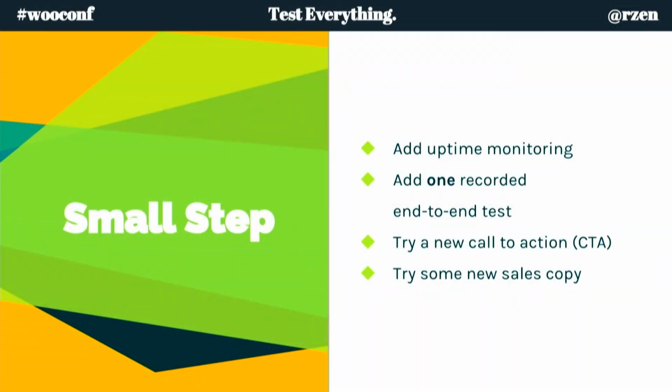Some small steps. Add uptime monitoring. Add one recorded end-to-end test. Right? Go to BlazeMeter, go to Ghost Inspector, go to Robot Ninja, and set up a test that makes sure your thing works from beginning to end once. And then turn it on to run all the time so you can know if that ever fails. Try adding a new call to action to your homepage or some new sales copy, test things like that.